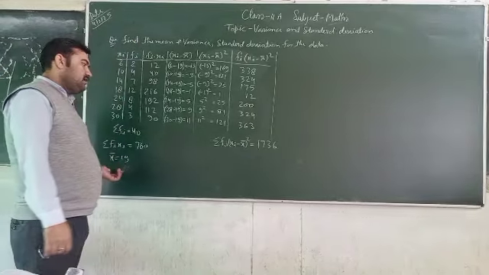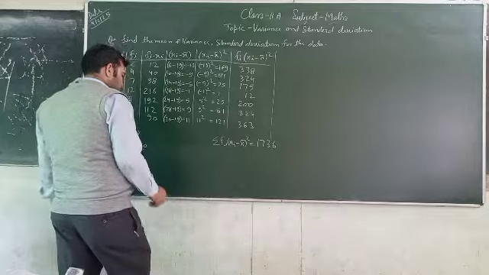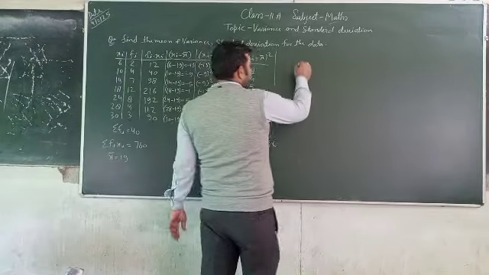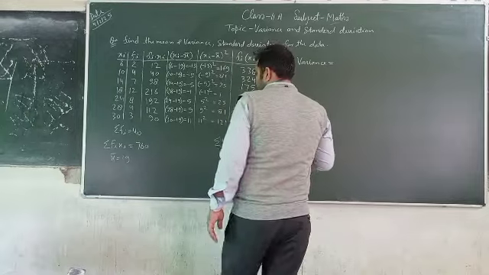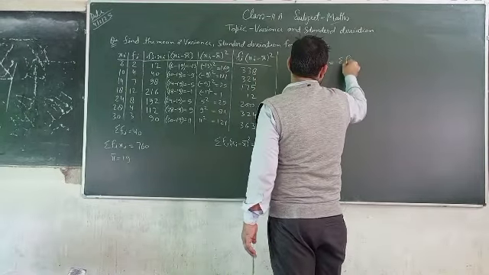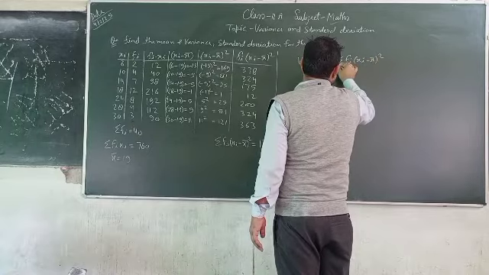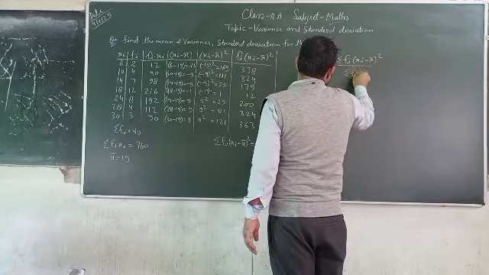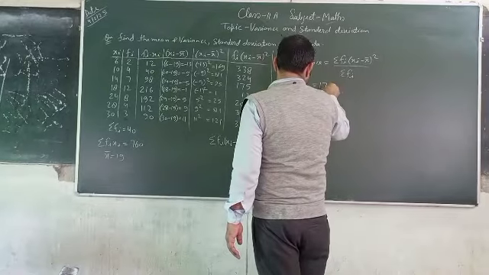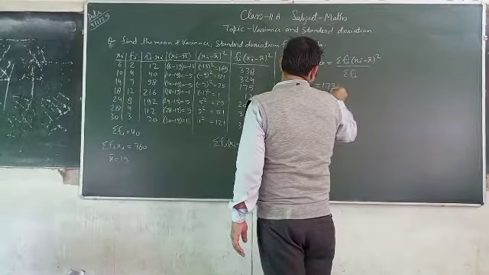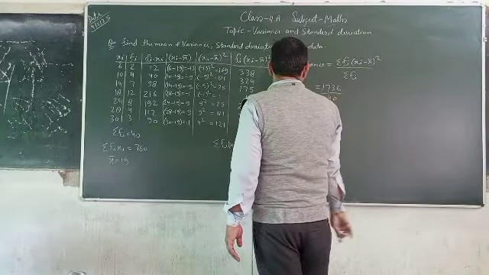Now the mean is calculated, and to find the variance, you know the formula: variance is equal to summation fi xi minus mean whole square upon summation fi. Okay, and this is 1736 upon the total frequency, which is 40, summation f.